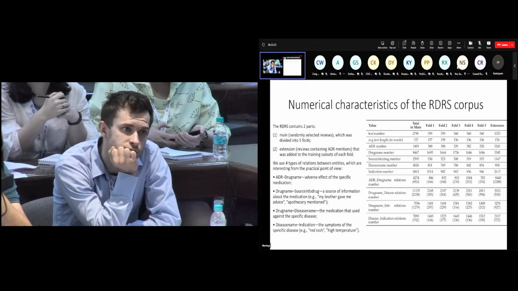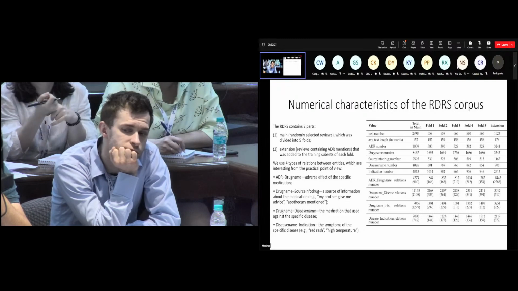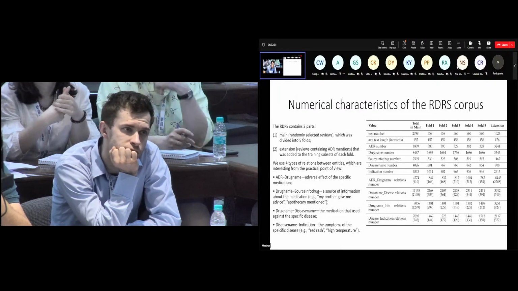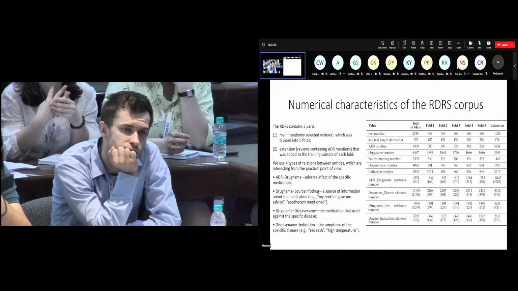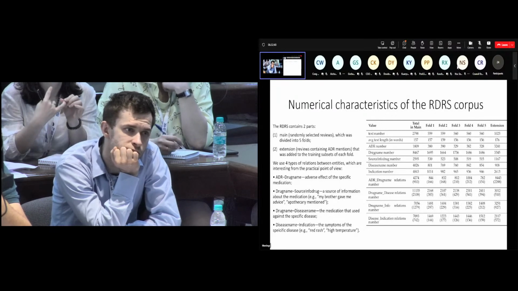The RDRS contains 2 parts: main part and additional part. Texts of reviews for the main part were randomly selected from a huge amount of drug reviews. For experiments, we divided this part into 5 folds. The additional part was used as an extension to the main part. Reviews in this part were filtered by the presence of adverse reaction mentions.